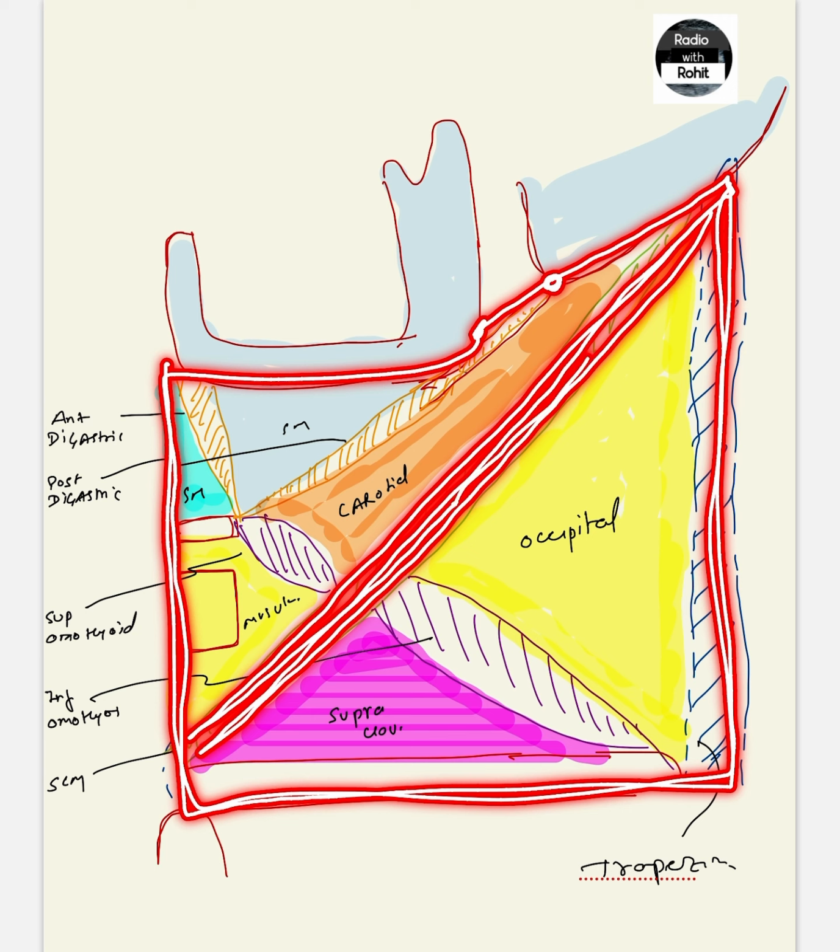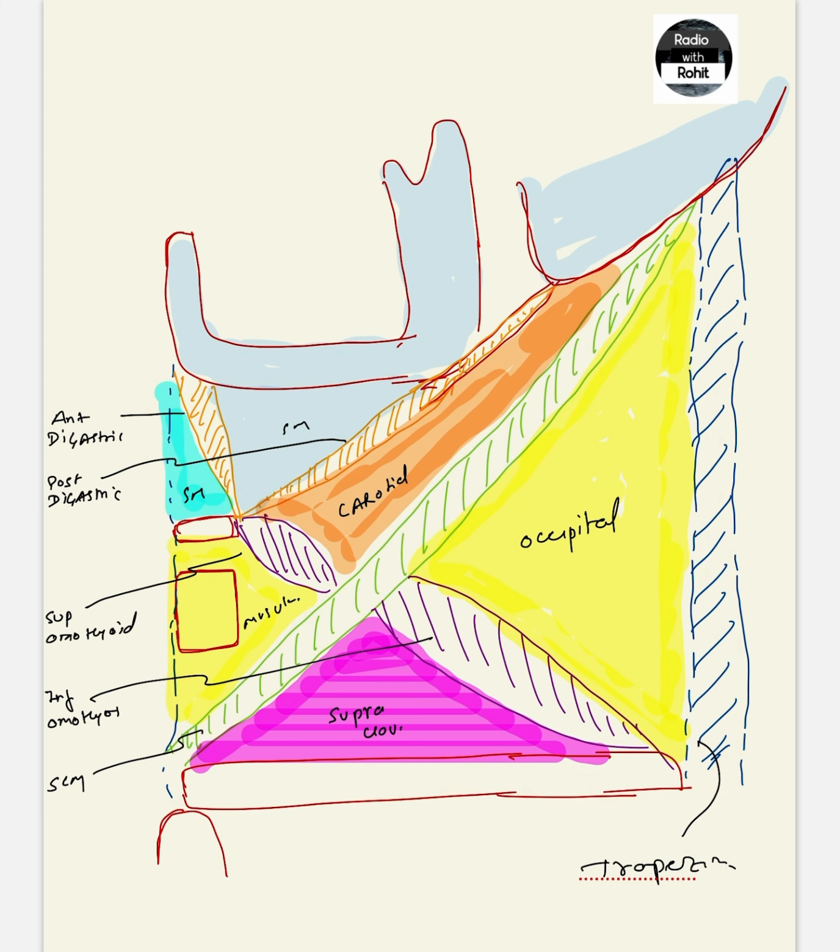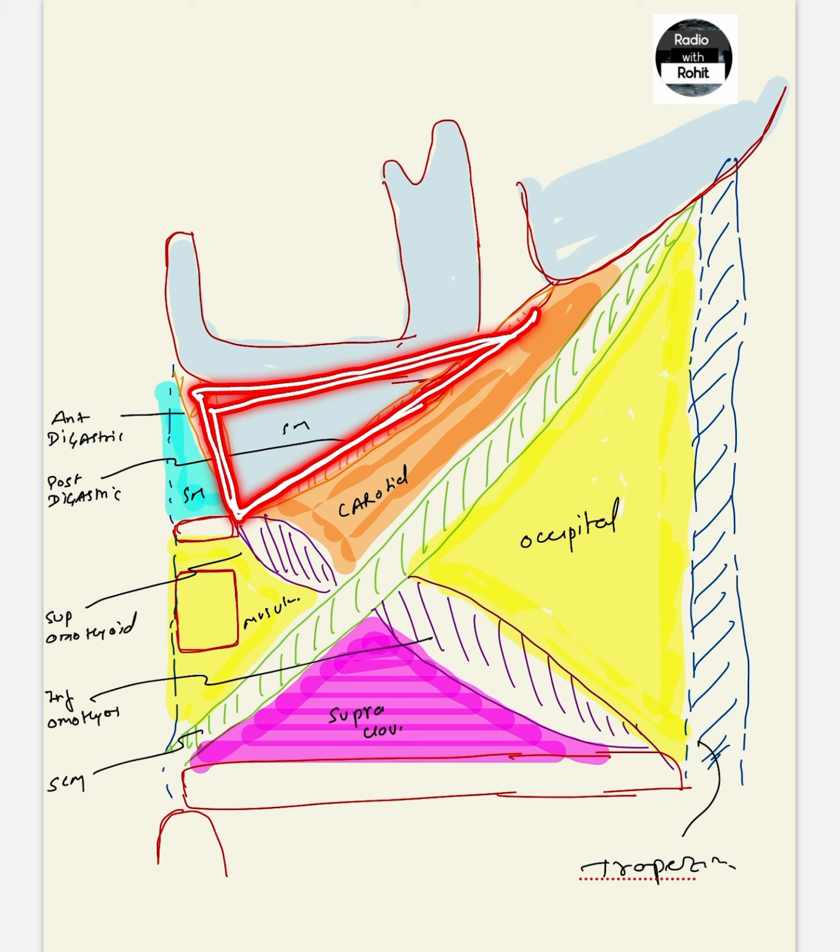Further, these triangles are divided into smaller triangles. This is the anterior belly of the digastric, and this is the posterior belly of the digastric. The small triangle between the anterior belly of the digastric and the anterior imaginary line is called the submental triangle. This is the anterior belly of the digastric. This is the posterior belly of the digastric. Superiorly the ramus of the mandible. This is called the submandibular triangle.